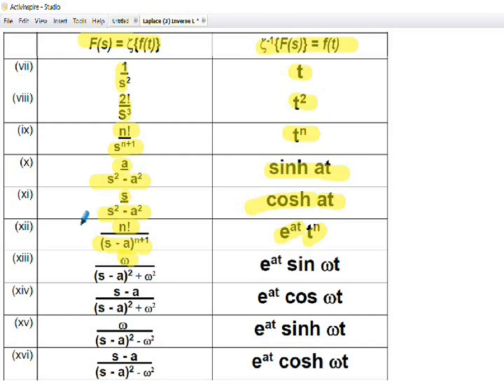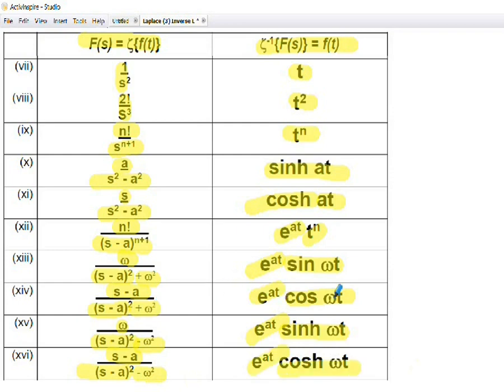So omega over (s minus a) squared plus omega squared goes to e to the at sine omega t. (s minus a) over (s minus a) squared plus omega squared goes to e to the at cos omega t. And then we've got here sine functions and cos functions. So omega over (s minus a) all squared minus omega squared goes to e to the at sine omega t. And then finally we've got (s minus a) over (s minus a) all squared, take away omega squared, goes to e to the at cos omega t.